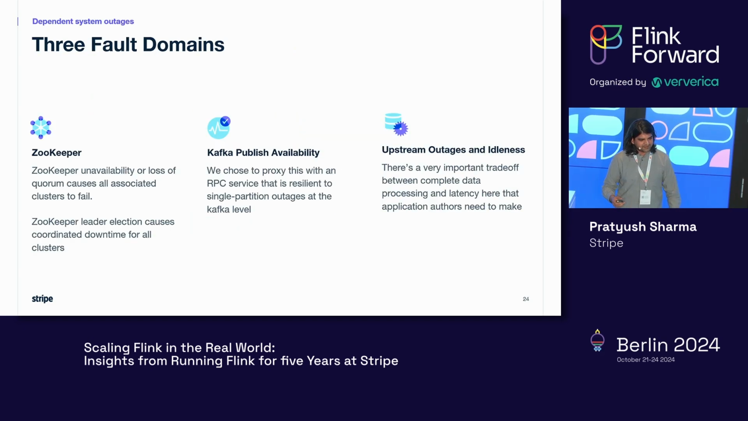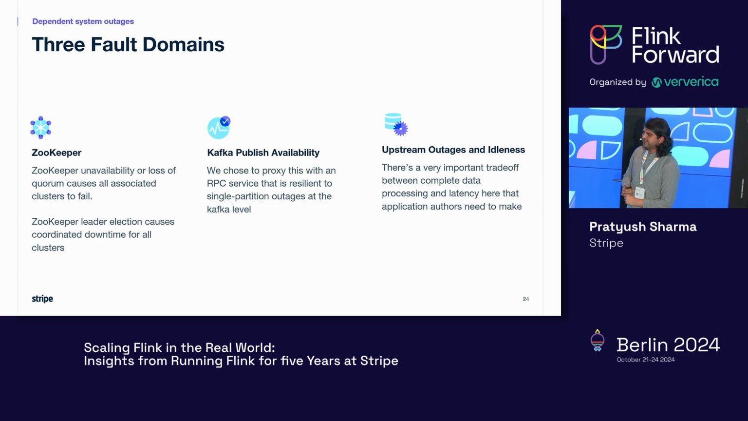Our primary fault domain here is Zookeeper. We use Zookeeper HA, and when you're running thousands of apps, you'll see some clusters having issues. Then, because of the usage of Kafka, we see Kafka publish availability as a main concern. In the way the basic Kafka producer works, a single partition's unavailability will cause a job restart. And we want to be resistant to that.